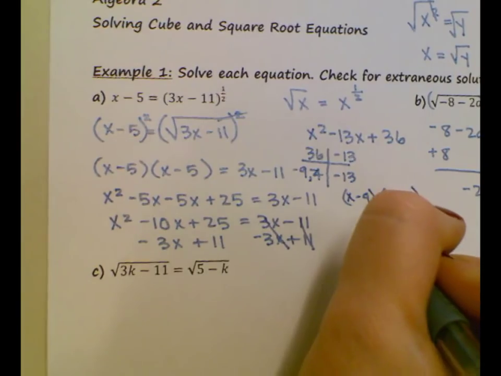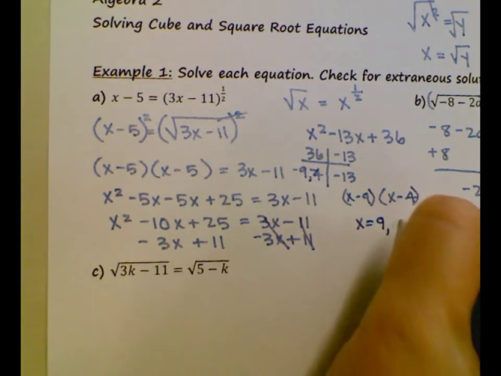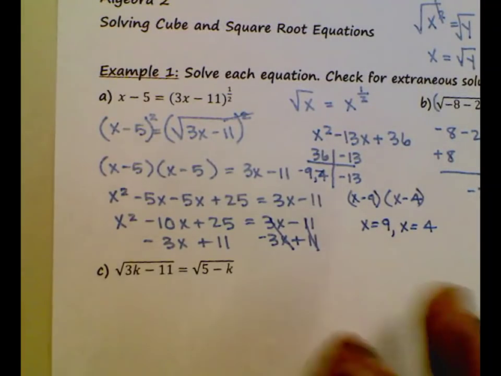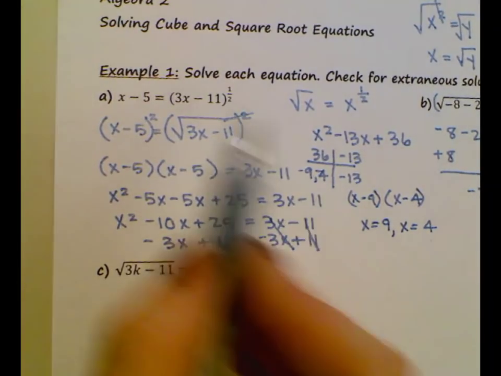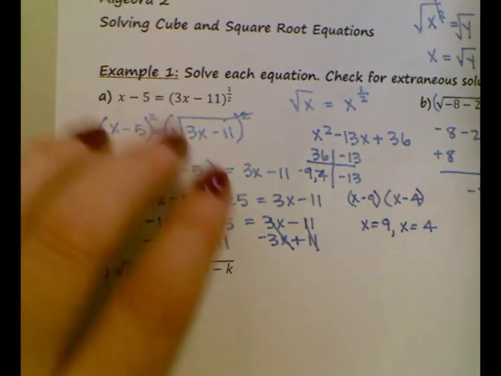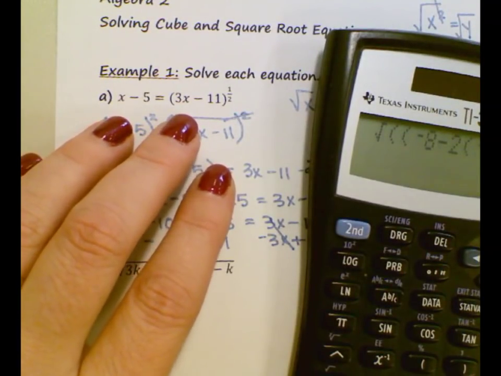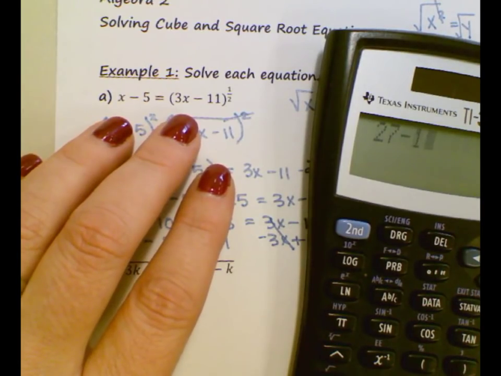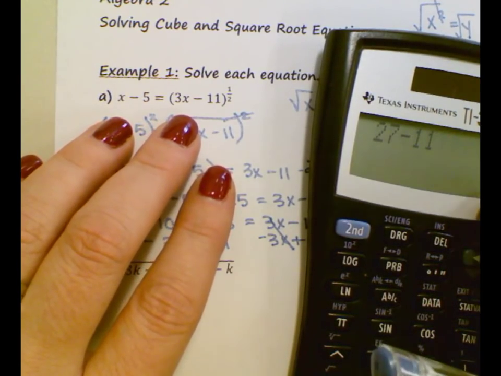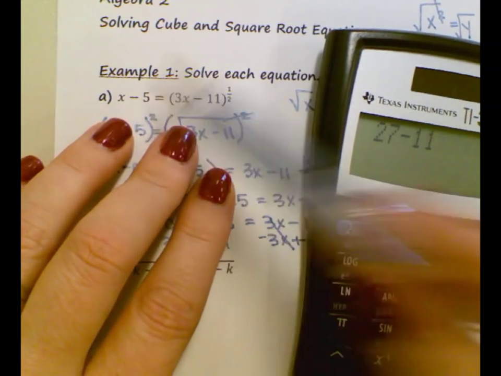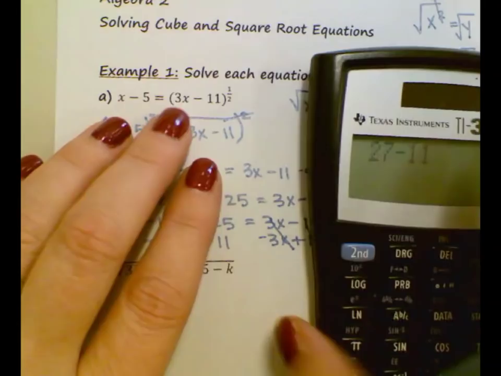Okay, so remember, it always comes out opposite. And then we want to check these to make sure they are okay. So I'm going to put the 9 in first. Okay, so 3 times 9 is 27 minus 11. 16, the square root of 16 is 4, so this side is 4. And then 9 minus 5 is 4. So 9 is okay.